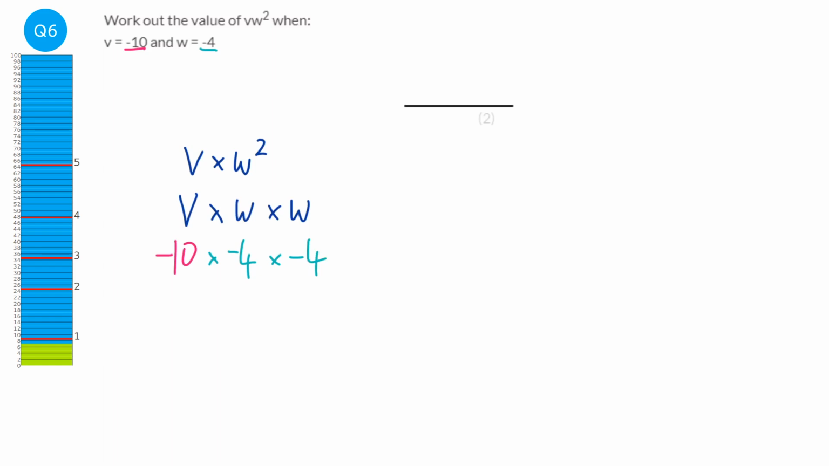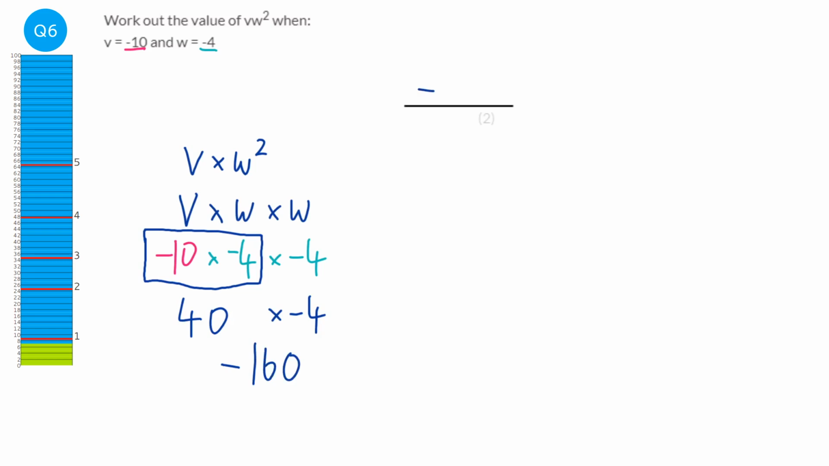Okay, so when you multiply, it doesn't matter which order we do it. So what I'm going to do is do these ones first, and ignore that times -4 at the end. So -10 times -4, that's a minus times a minus, which is a positive, 10 times 4, which is 40, times -4. Now we're going to do 40 times -4, so it's a positive times a negative, so that's going to be a negative. And 40 times 4, well, 4 times 4 is 16, so 40 times 4 is 160. So it's going to be -160.